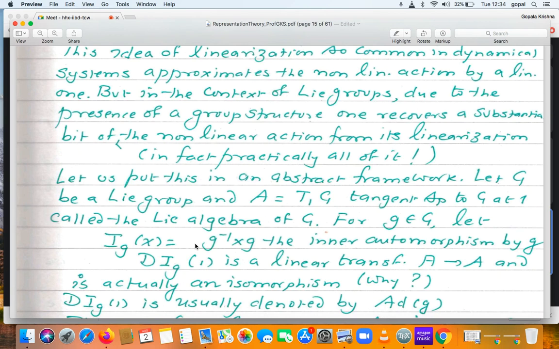Let us put this all in the abstract framework. Let G be a Lie group and A be the Lie algebra, that is the tangent space to the group at the identity. So for a little g, let us take the inner automorphism generated by this g. And this inner automorphism is a diffeomorphism. Because it is a diffeomorphism, I can differentiate it with respect to x at 1, and I'm going to get an invertible linear transformation from the Lie algebra to the Lie algebra. A Lie algebra is first and foremost a vector space. So you got an invertible linear transformation from A to A.